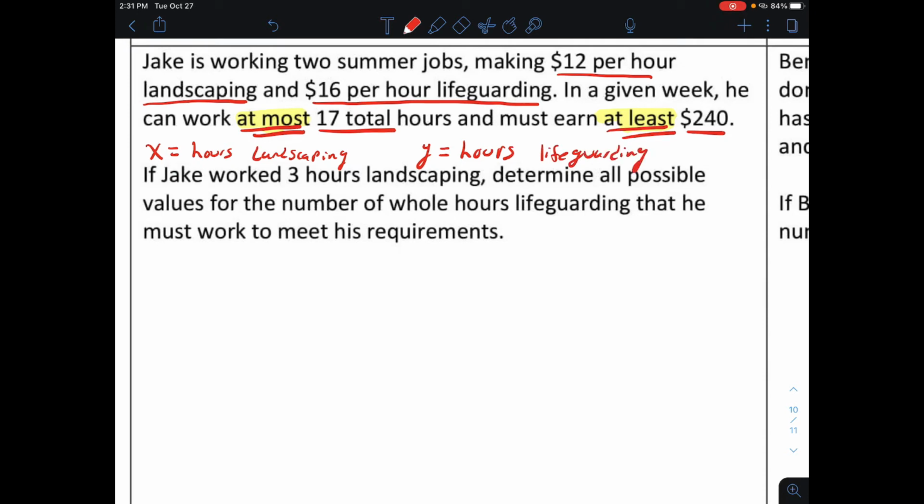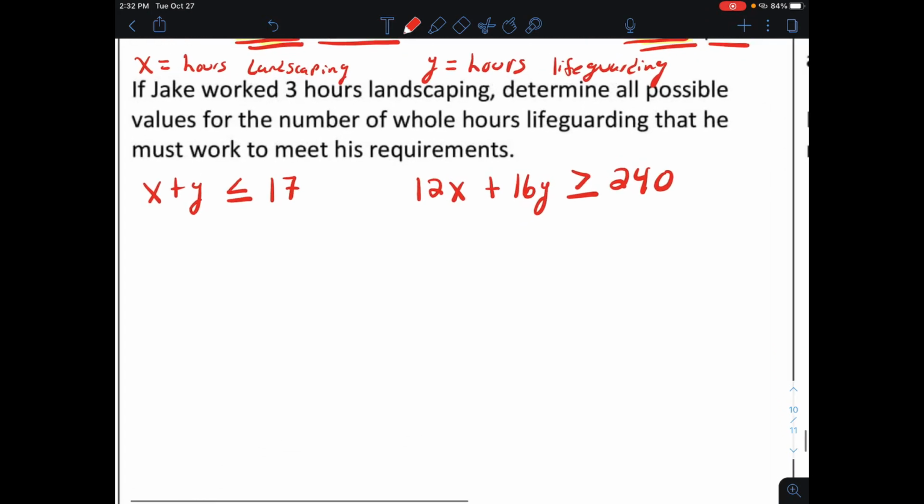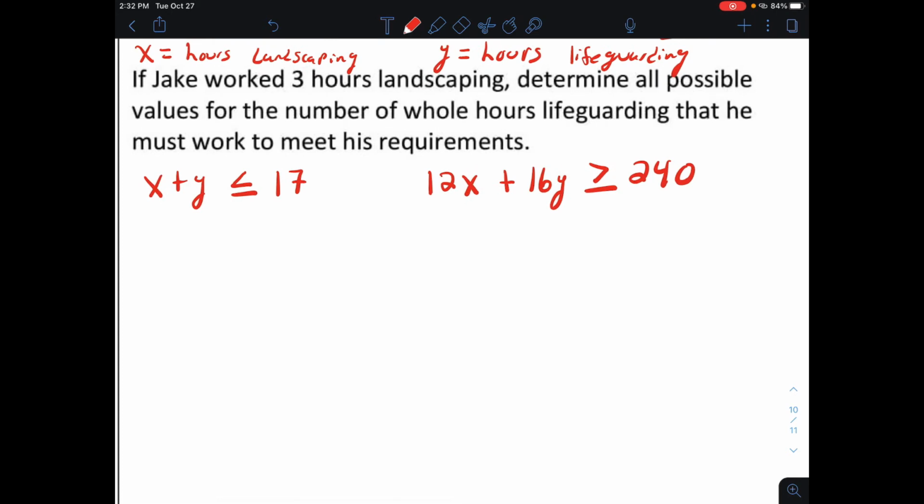All right, so now that we've defined some variables, we know that the number of hours in total, x plus y, has to be at most 17. Well, at most 17 means it has to be less than or equal to 17. And we also know that Jake is making $12 per hour x, so that's landscaping, plus the $16 per hour lifeguarding y has to be at least $240, so that's going to be greater than or equal to 240. So we have our 2 equations. Now we want to figure out how to proceed. And so that takes us to this next part.